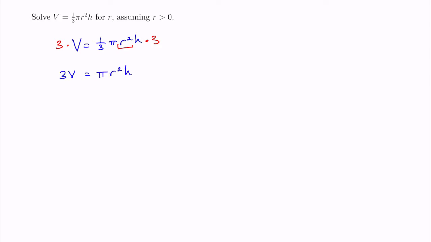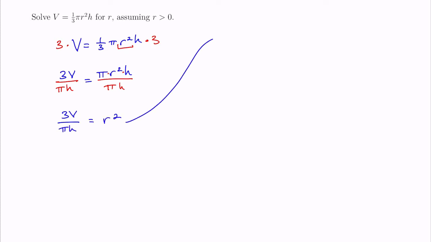To continue isolating the r squared, we now need to remove the pi and the h. Recognizing that both pi and h are multiplied by r squared, to cancel them out, we need to divide both sides by pi h. In doing this, the pi and the h on the right side of the equation will cancel, and we will be left with the equation 3v over pi h equals r squared.